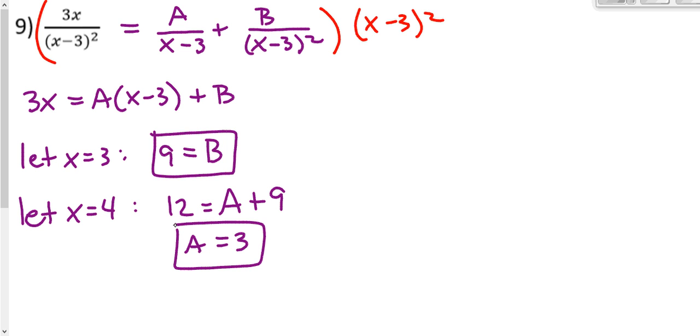Okay, so let's put these into our fractions. We have 3 over x minus 3 plus 9 over x minus 3 quantity squared. Ta-da! Very good.